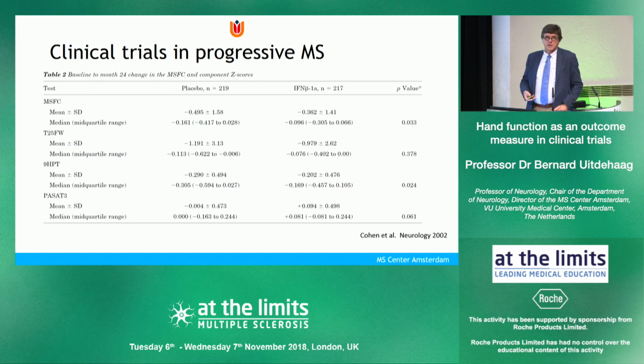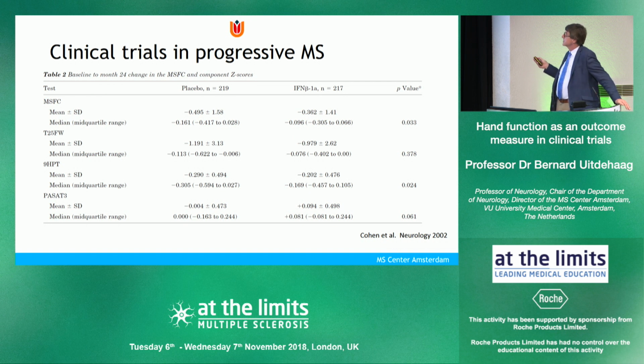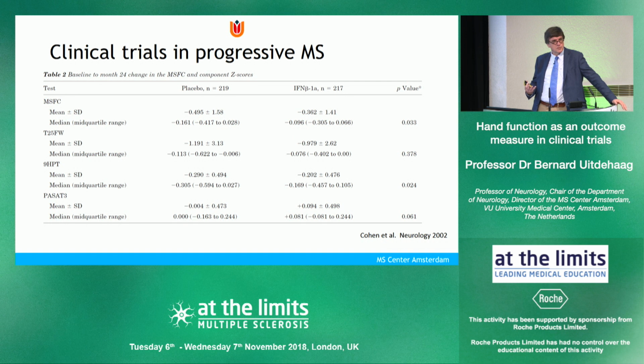There is a trial, the AVONEX trial, that used the MSFC as the primary outcome, and when you look at it, it did reach statistical significance. It has been debated a lot because it didn't reach statistical significance for the EDSS, which was at that time still, let's say, the dominating outcome. But it did reach, and it was chosen beforehand, statistical significance on the MSFC, and that was by and large driven by the upper limb function. It didn't reach it for the timed walk test, and it's not statistically significant for the PASAT.